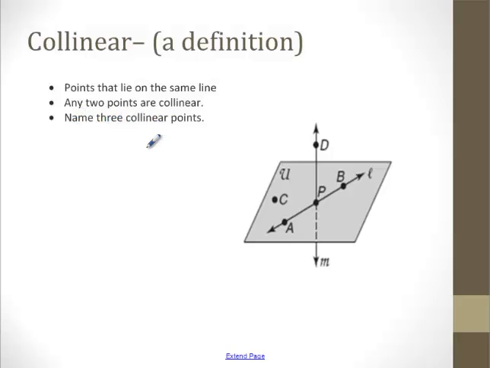3 collinear points is a little more specific. It has to go on one line. So we're looking at point A, point P, and point B. So name 3 collinear points. A, P, and B. And if you look at point C, it's not collinear with A, P, and B because obviously it's not on the line. So collinear, we'll try to make it as straightforward as possible. It's got to be on a line for it to be collinear.